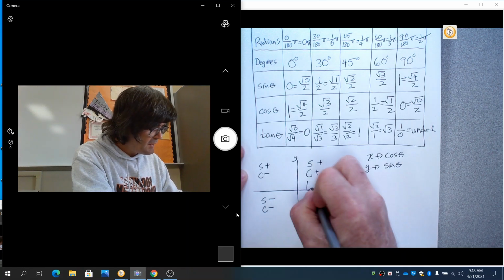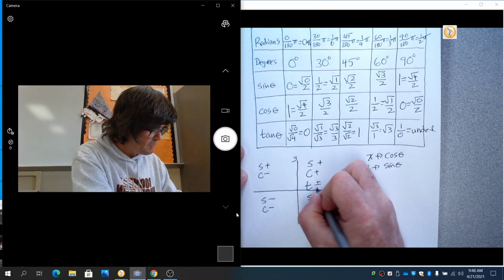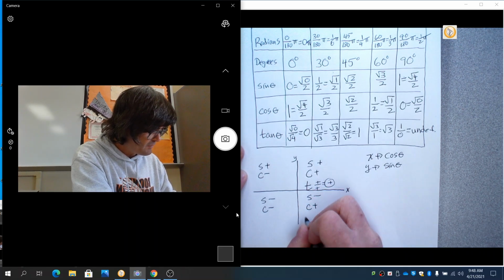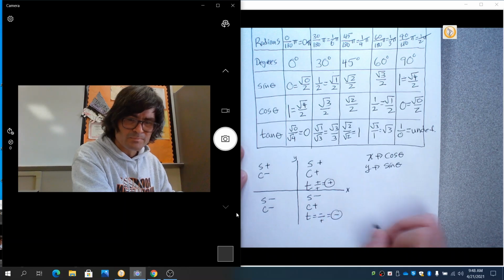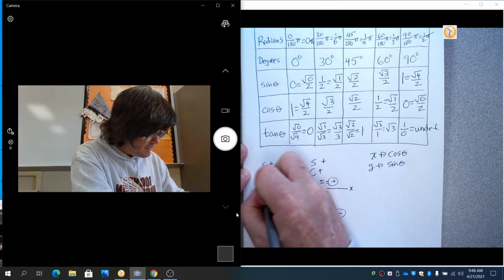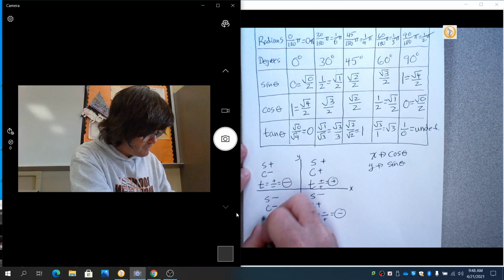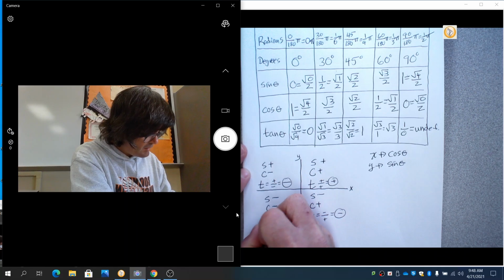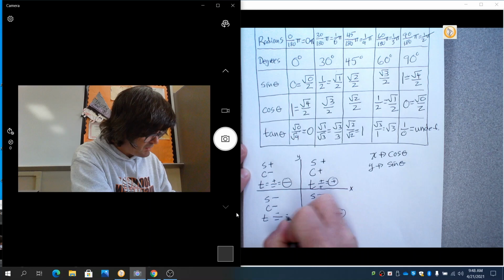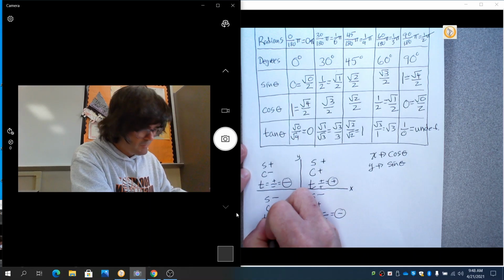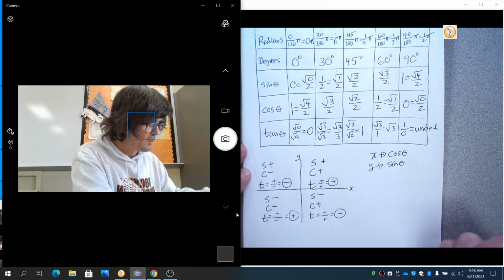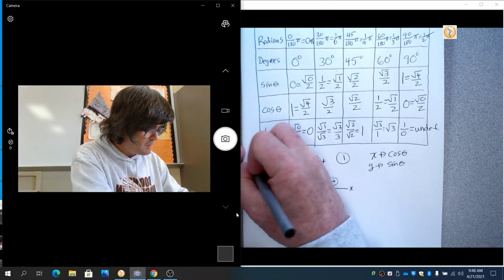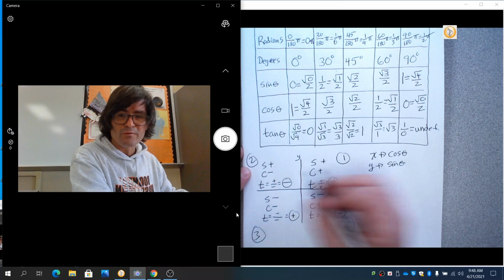And then finally, tangent is sine over cosine, so plus over plus makes a plus. Minus over plus makes a minus. Plus over minus makes a minus. And here, minus over minus makes a plus. So those are the signs of sine, cosine, and tangent, plus or minus in each of the 4 quadrants. This is 1, 2, 3. Those are the 4 quadrants, 1, 2, 3, 4.